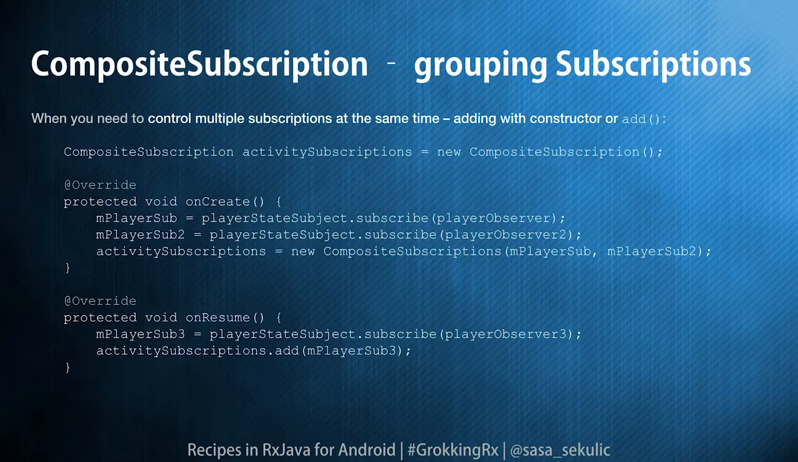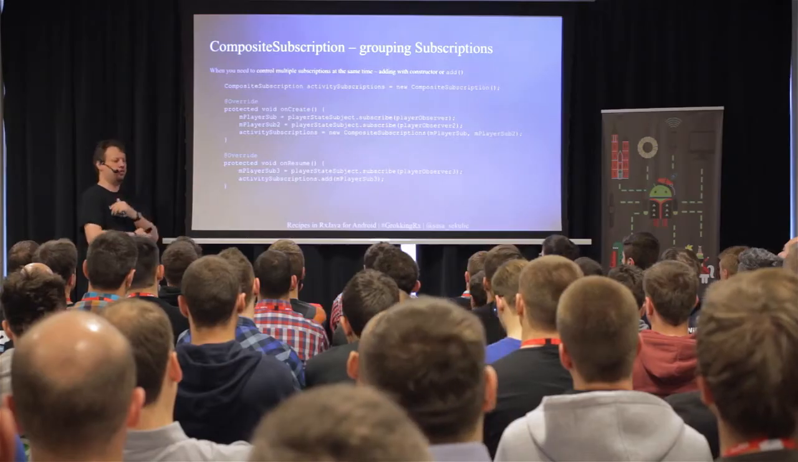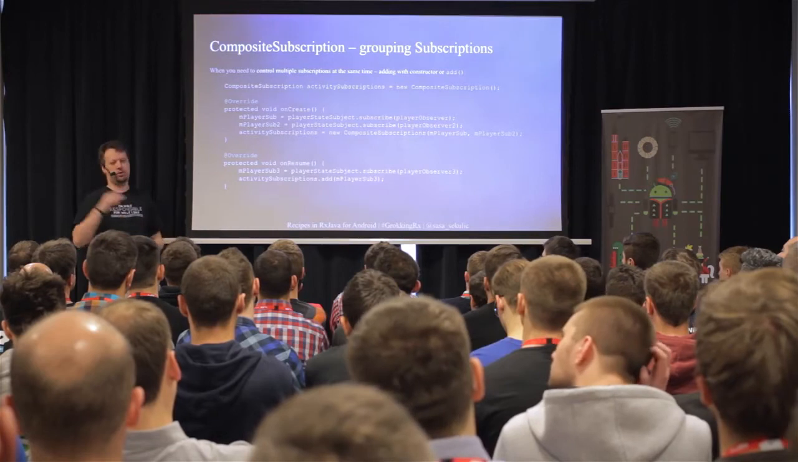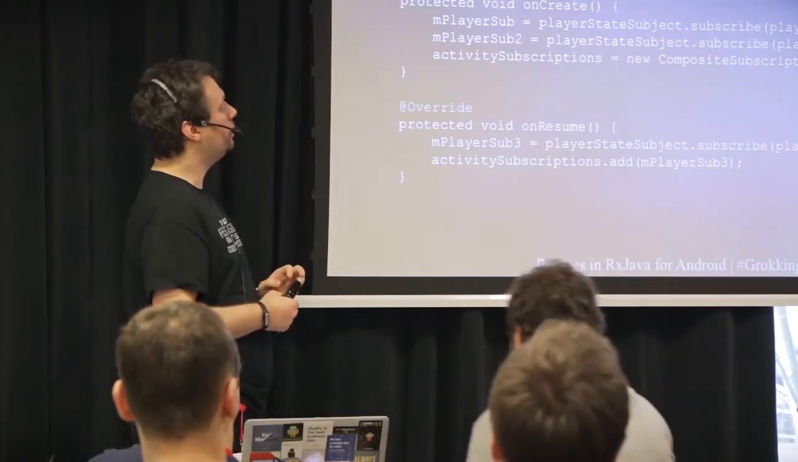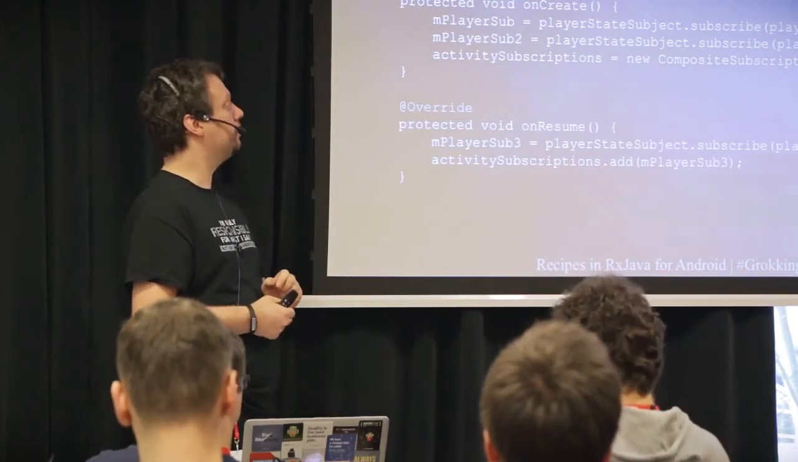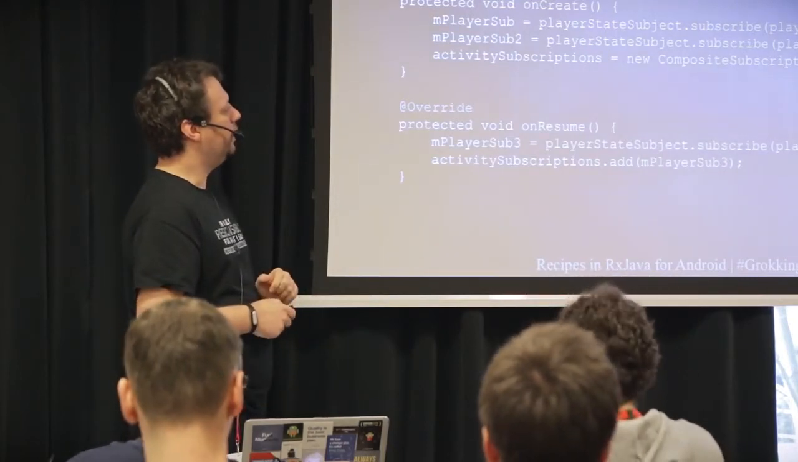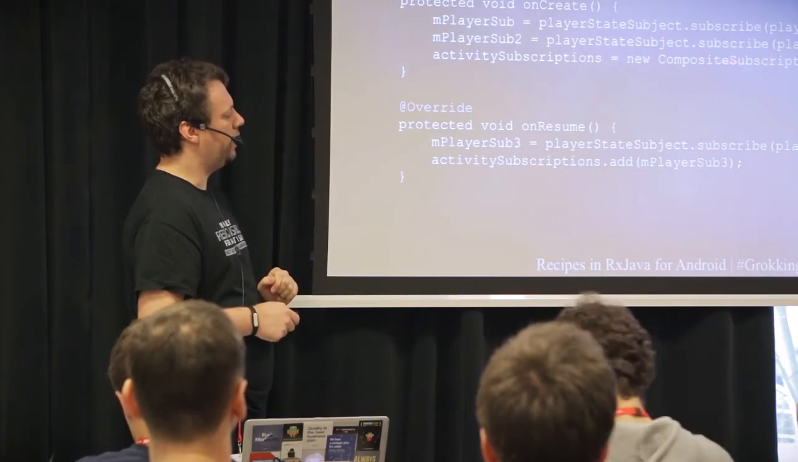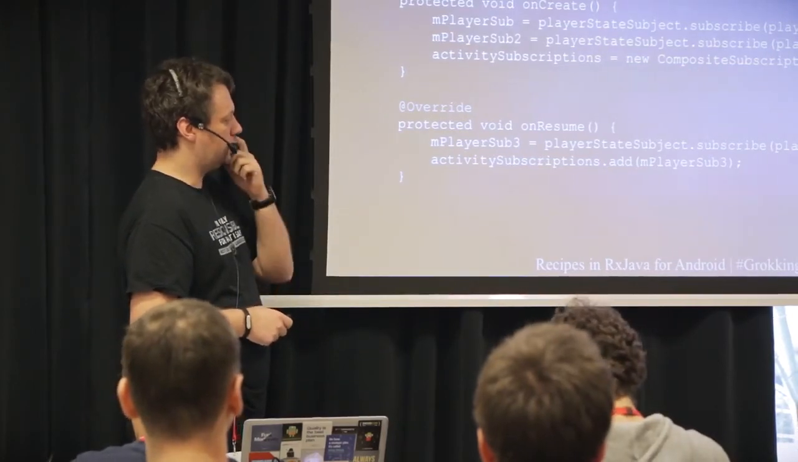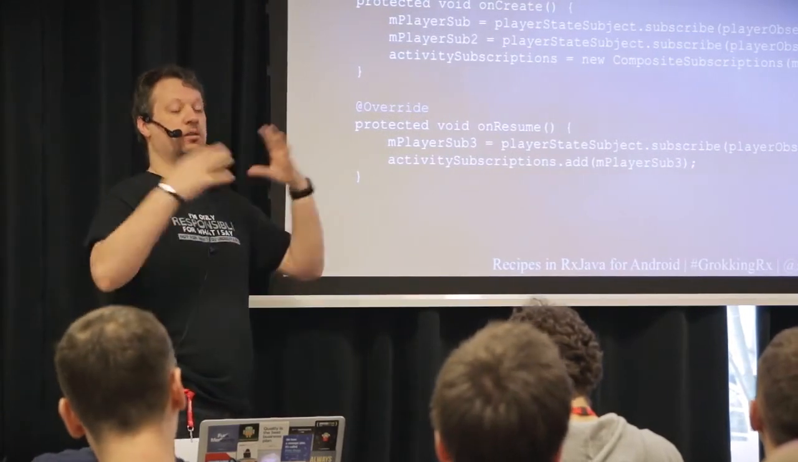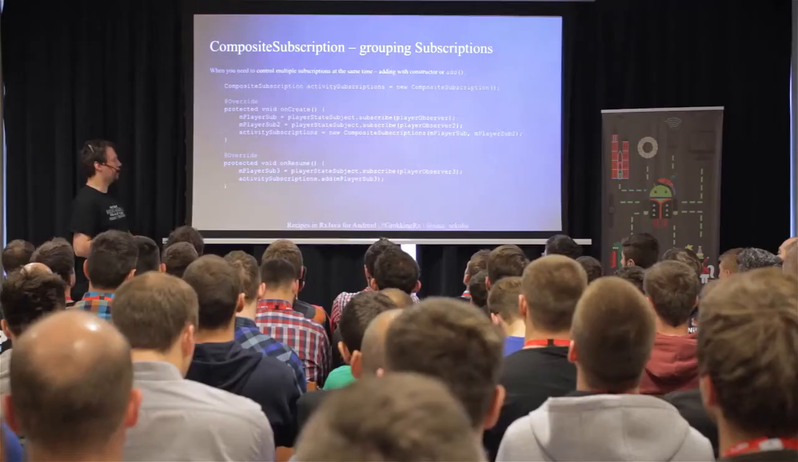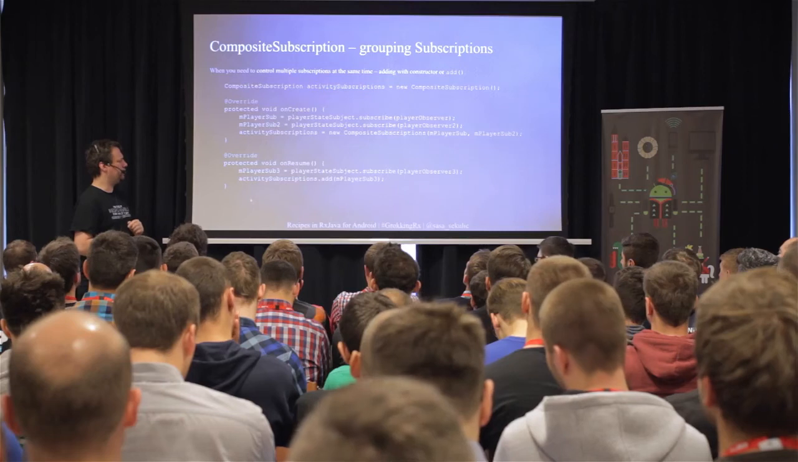So what do you do? For example, you have an activity or a fragment with multiple subscriptions, to the user, to the music player, to this and that. How do you control all these? Well, you can easily do it with something called CompositeSubscription. It has a nice, simple constructor where you just put all these subscriptions, and it will make one big subscription. You can also add to it at a later time.